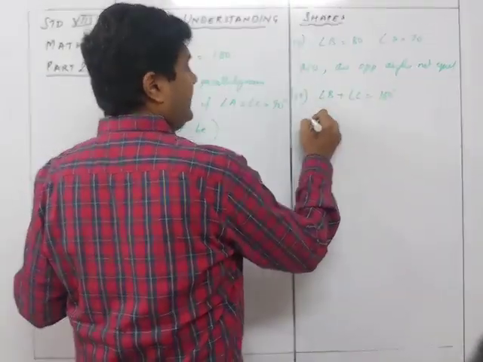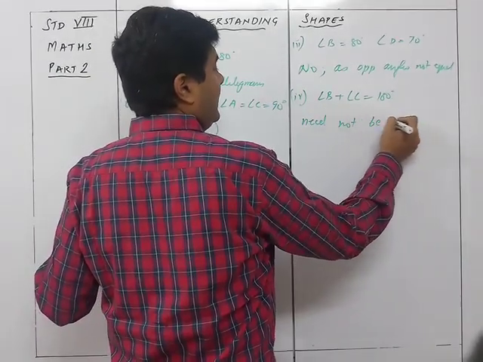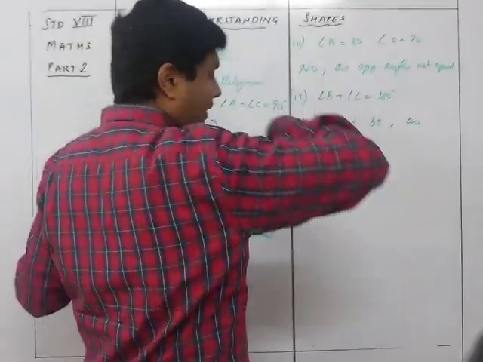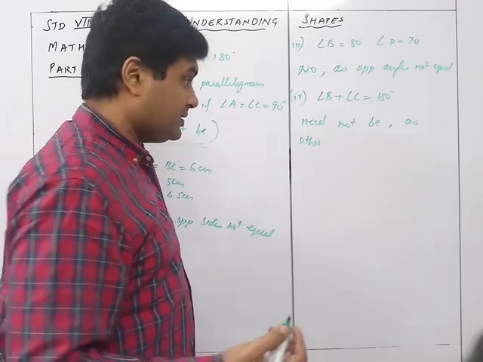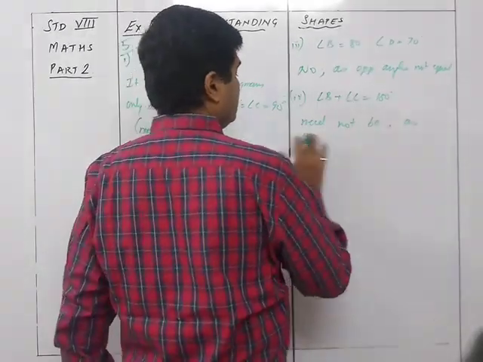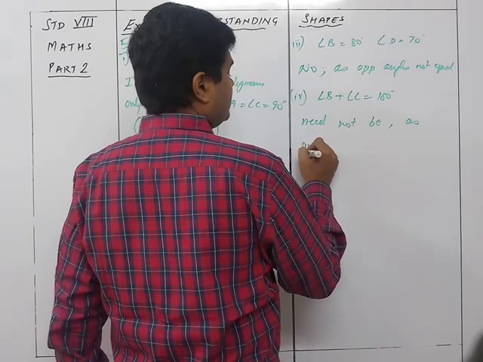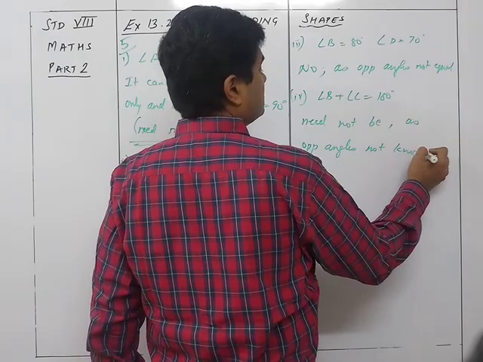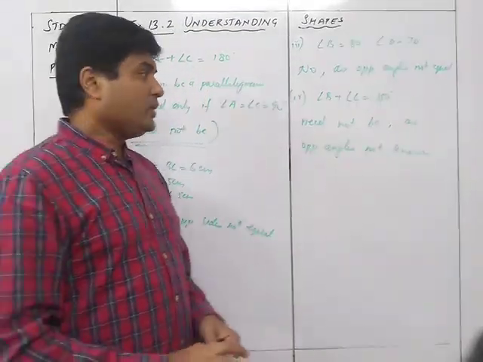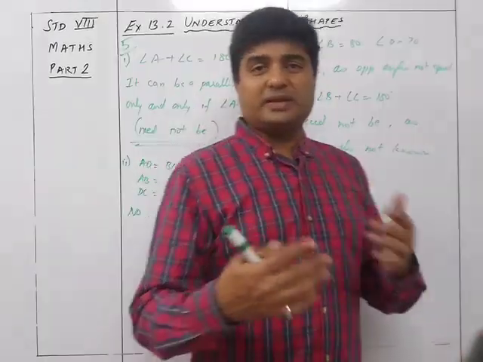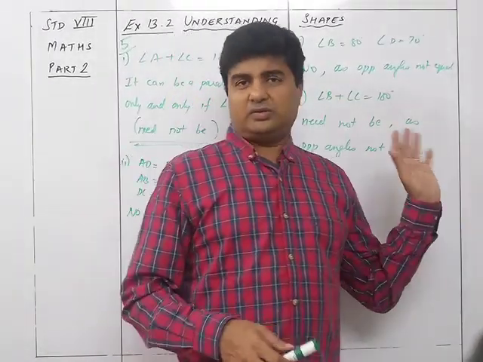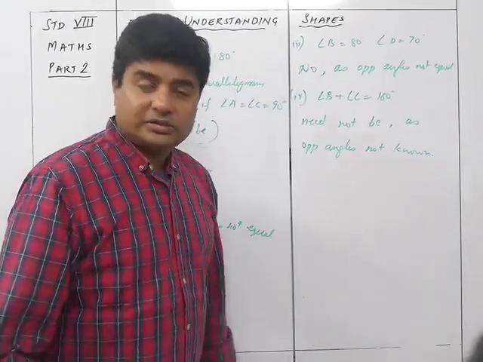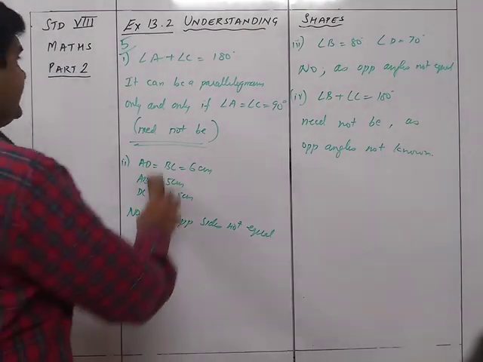The answer will be need not be, as we are not aware of the other angles, as opposite angles are not known. Yes, it could be equal if the other two sides come out parallel and equal anywhere, but otherwise you cannot say for sure that they could be parallel. So that will be sum number 5. Now we move on to sum number 6.